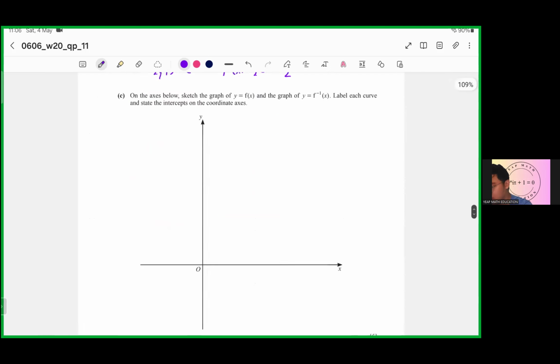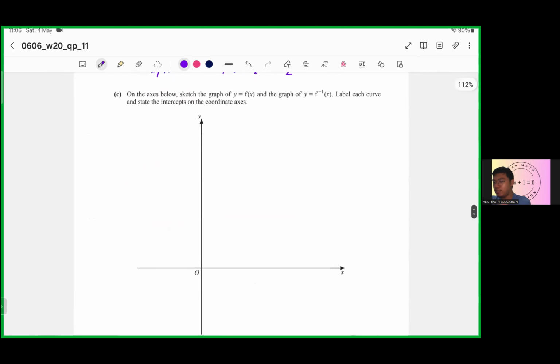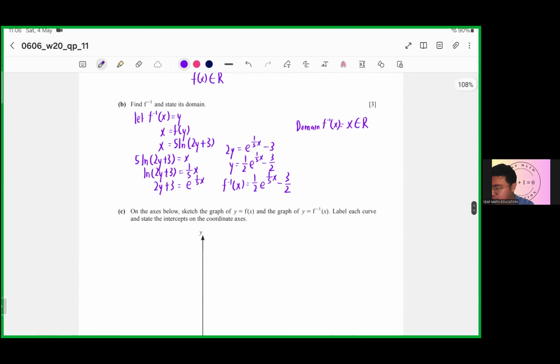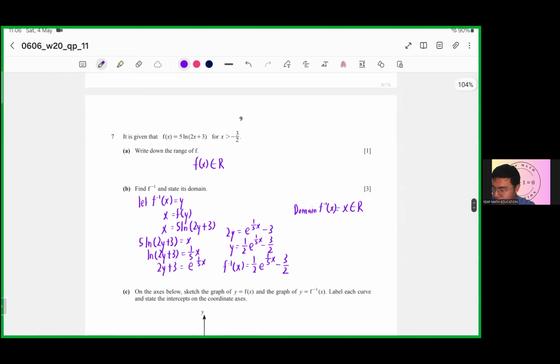Okay, so now we look at the next. On the axes below, sketch the graph of y equals f(x) and the graph of the inverse, and label each curve and state the intercepts with the coordinate axes. Okay, so how do we need to sketch? Okay, we can see f(x) first.